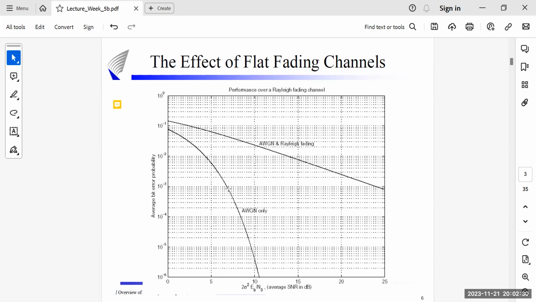So you can see that in case of AWGN channel only, we have the average bit error probability having a sharp dip as you increase the corresponding SNR. The corresponding average bit error probability is getting reduced like this. But if there is Rayleigh fading, the challenge is more, and therefore it's not a sharp fall in the bit error probability. Rather, it's sort of a linear downward trend you can see.